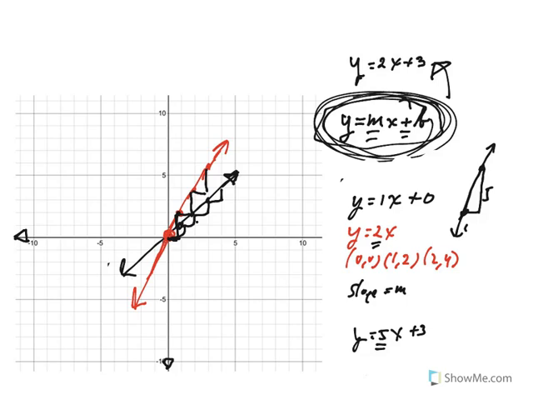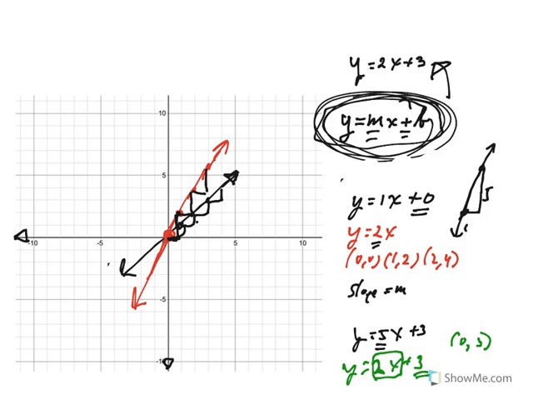Now, when there's a number b that's not 0, I'll go green now, y equals 2x plus 3, let's say. Well, if I put 0 in, I don't get 0 anymore, but I get y equals 2 times x, which is 2 times 0, which is just going to be 0. So when x is 0, y is going to end up being whatever the b value is. In this case, it's 3.